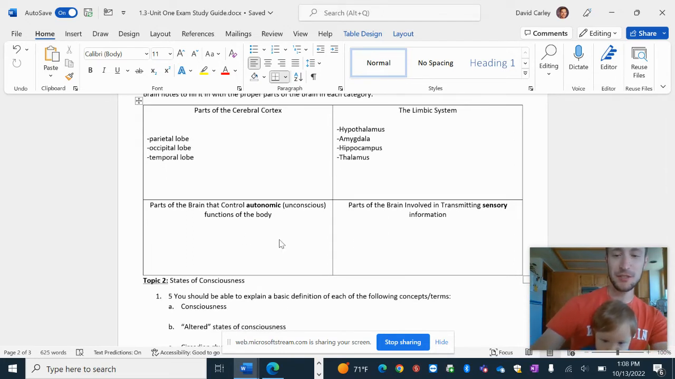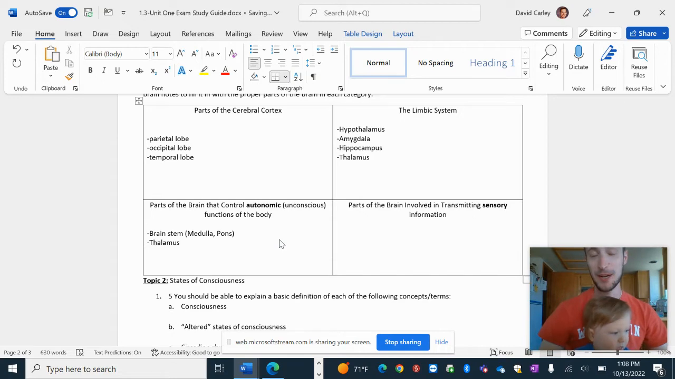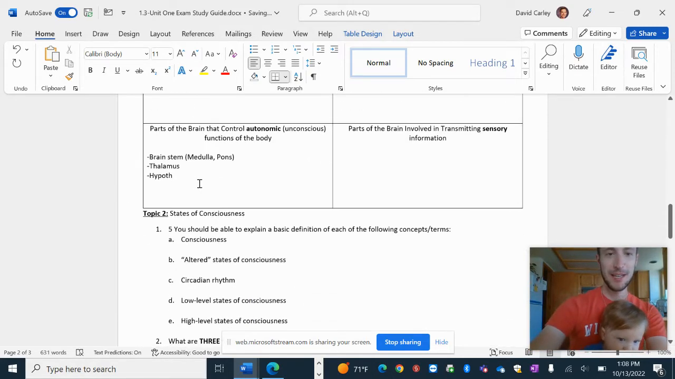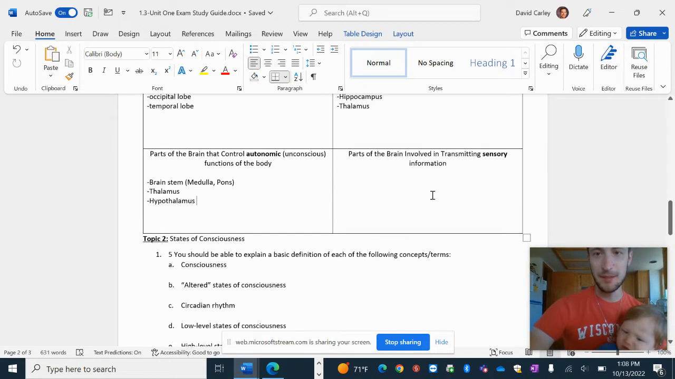Parts that control unconscious functions. That's going to be mostly the brain stem, like the medulla and the pons, for example. You're also going to have the thalamus, which impacts your sensory input, and then the hypothalamus. The hypothalamus does a whole bunch of different things related to, like I just said, drive states, sleep, wake, hunger, things like that.